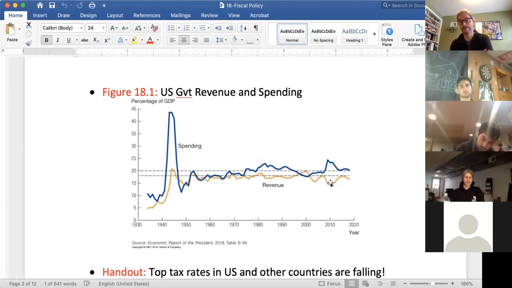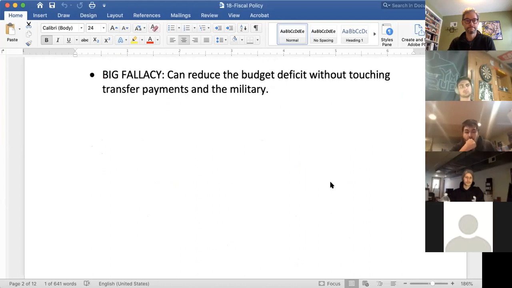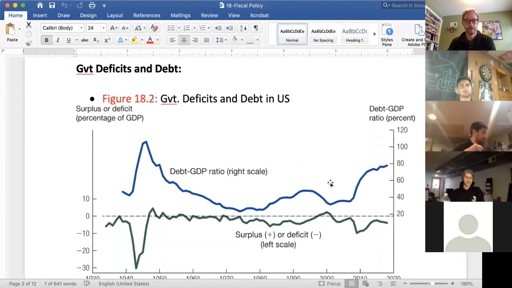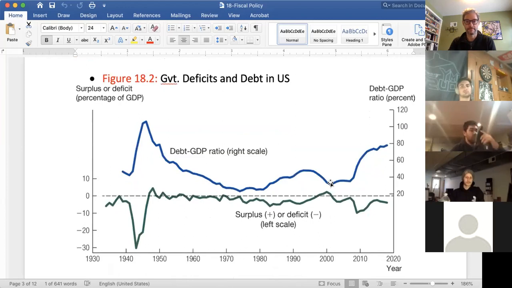So a $1 trillion package, given that U.S. GDP is a little bit over $20 trillion, right there, that's 5% of GDP in terms of an addition to our budget deficit. So yeah, we are looking at some massive budget deficits this year. Let's see, let me show you some more figures here.